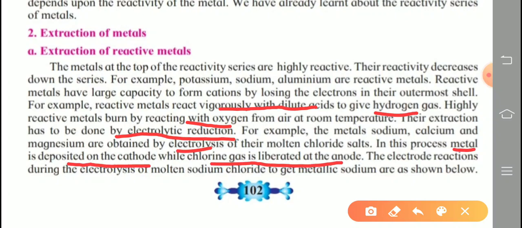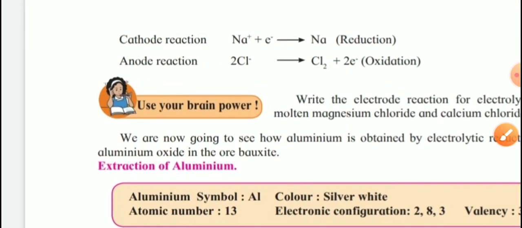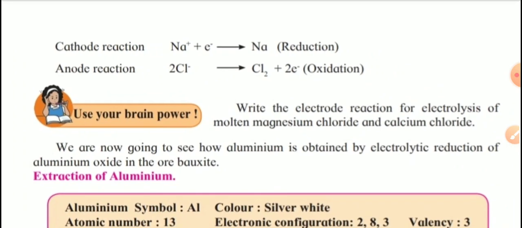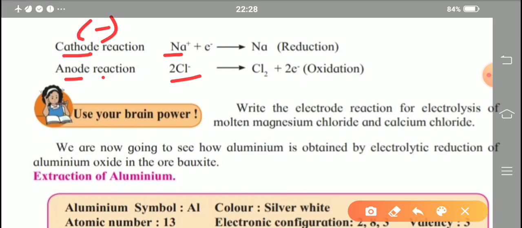The electrode reactions during the electrolysis of molten sodium chloride to get metallic sodium are as below. Now see the reactions occurring on the two electrodes. First one, cathode reaction. Cathode means what? Negative electrode. So positively charged ions are attracted towards this cathode. Which is the positive ion in sodium chloride? In sodium chloride, positive ion is sodium and negative ion is chloride. So this positive ion sodium is attracted towards the cathode. Cathode means negative electrode. Anode means positive electrode.